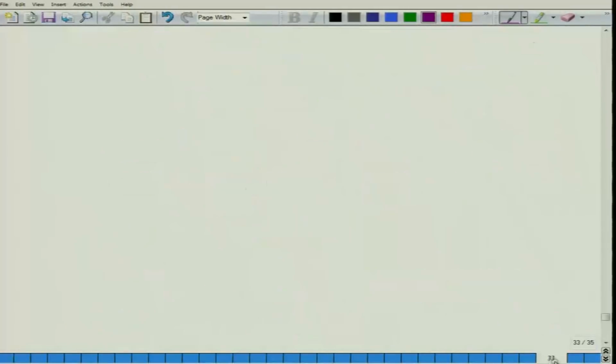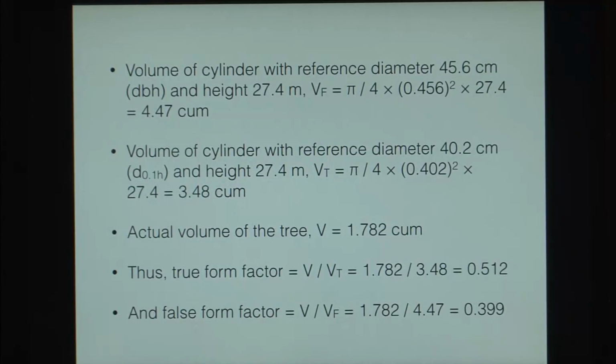Next, we need to calculate the volumes of the cylinders. So, now the volume of a cylinder with a reference diameter of 45.6 centimeters, which is the dBH, and a height of 27.4 meters, it comes to be pi by 4 d square h is equal to pi by 4 into 0.456 square, because we need to convert 45.6 centimeters into meters, into 27.4 is equal to 4.47 cubic meters.